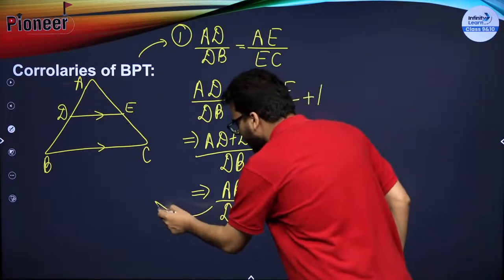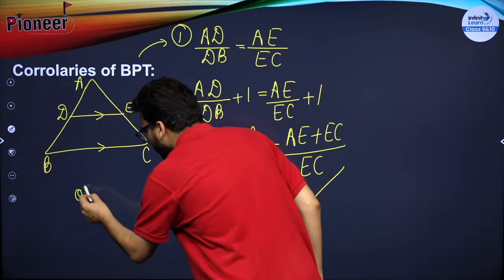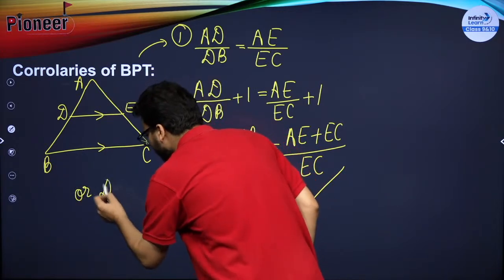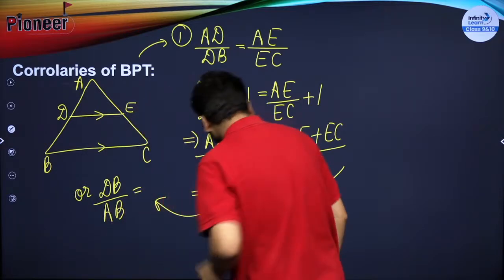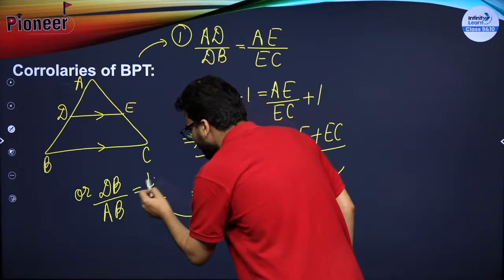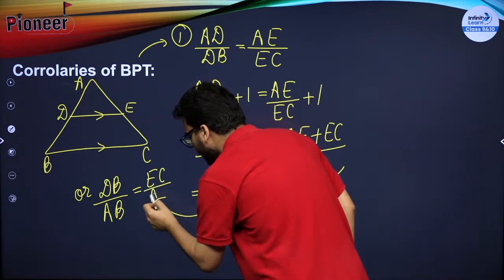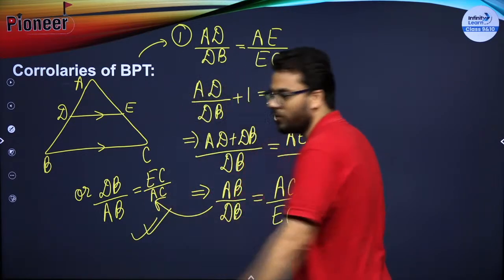If you take the inverse of it, can I not say over here that DB by AB is also equal to EC by AC? So that is also true over here.